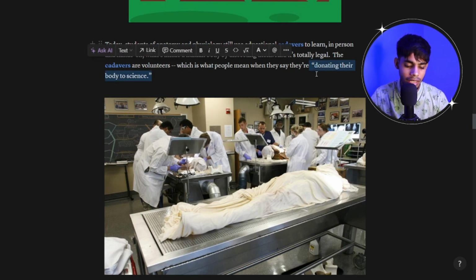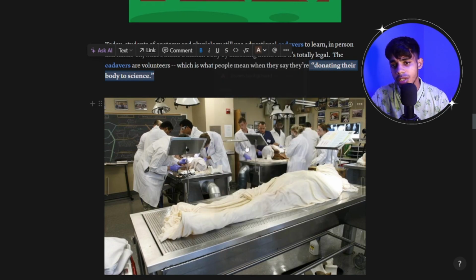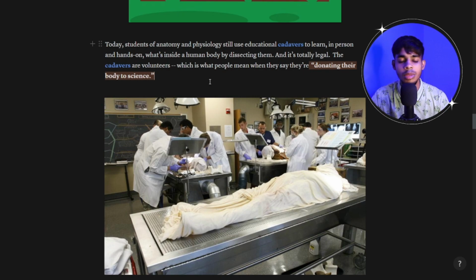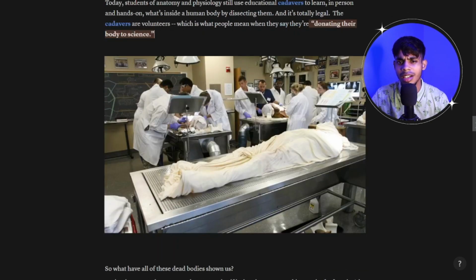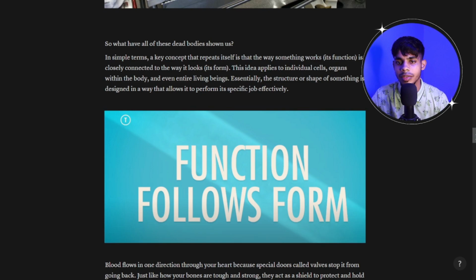I have highlighted it here. So basically, these individuals donate their body so that it can be used to discover or study more about the anatomy and physiology of the body, right? I've added a couple of pictures here, so maybe you can get a better understanding of it.